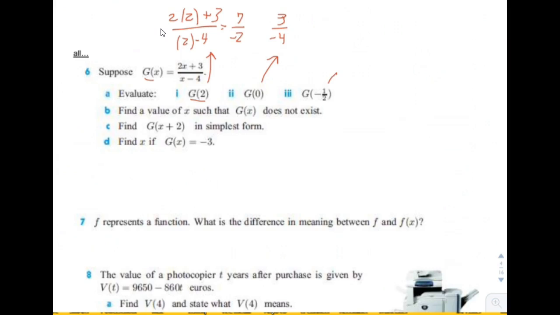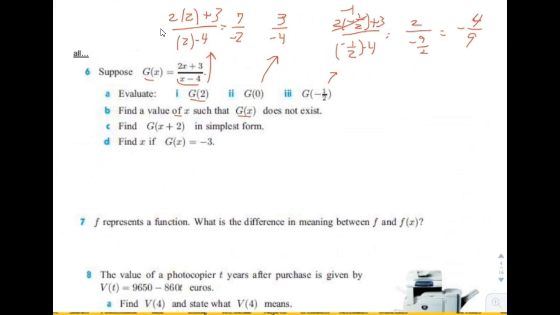What about the last one? Negative 1/2. Okay, so if we have negative 1/2 in there, it'd be 2 times negative 1/2 plus 3, divided by negative 1/2 minus 4. So that gives us, this would be negative 1, right? So it would be 2 divided by, and 4 is actually 8 halves. So if I have negative 8 halves minus 1/2, that would be negative 9 halves. That is equal to negative 4/9.